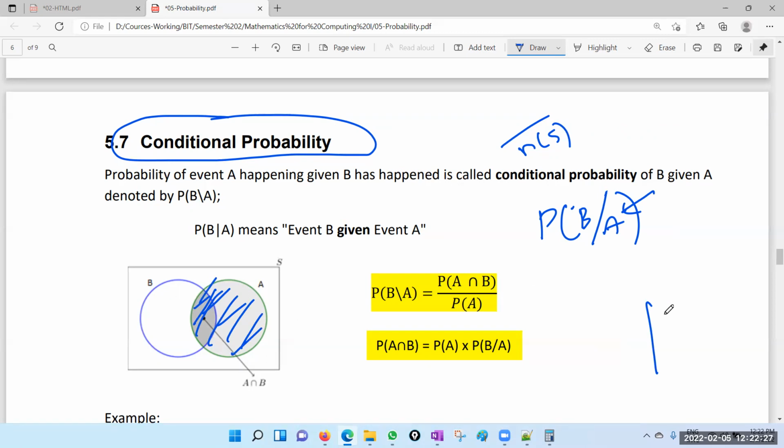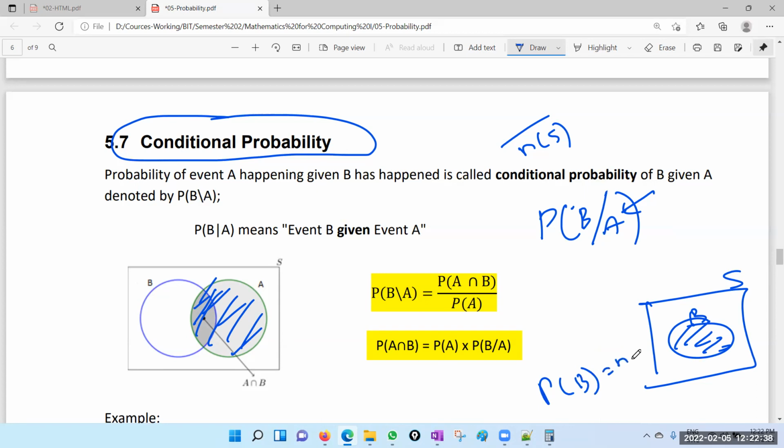Right? A has happened. So if A has happened, what is the probability of B happening? So earlier, what is the probability of B happening? Then NB divided by NS, right? Number of elements in B divided by number of elements in sample space, because no condition. All possibilities you have to consider. Now, this is P(B). This is probability of B given A has happened.